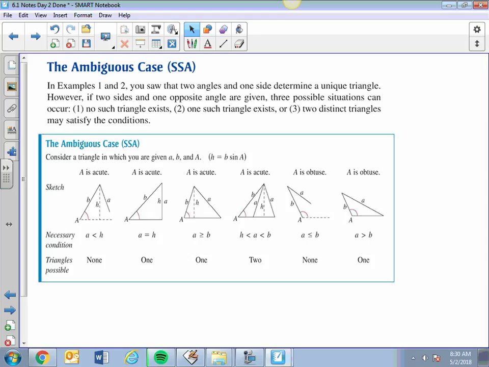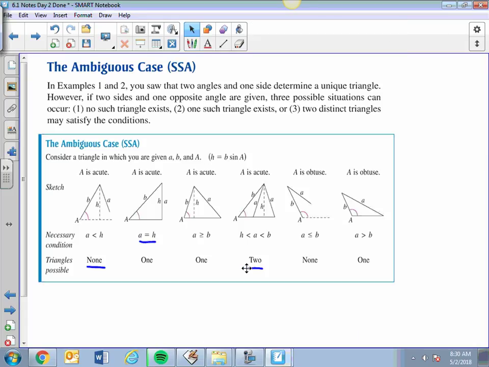Now, there are a couple cases where you actually have to find the H here, and then you're going to form different types of triangles as well, such as this one right here, which I'll talk about in a second. That one is going to form 2. This one here would form none. And then this one would be a right triangle because A and H are going to be equal to each other. Okay, so let's take a look at an example here.